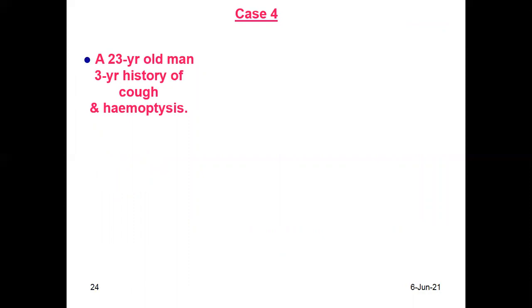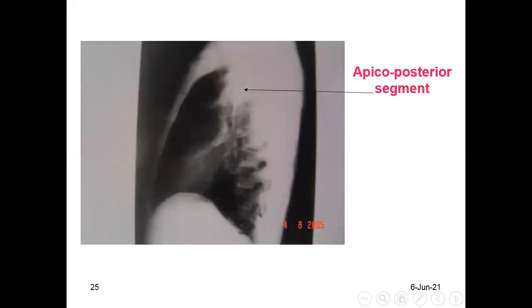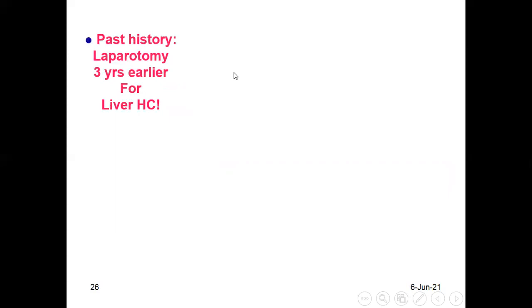The fourth case was a 23-year-old man who had presented with a 3-year history of cough and hemoptysis, and the plain X-ray of the chest showed an ill-defined opacity in the left upper lobe. The lateral view located the opacity to the apico-posterior segment. The patient had a past history of laparotomy 3 years earlier for liver hydatid cyst.